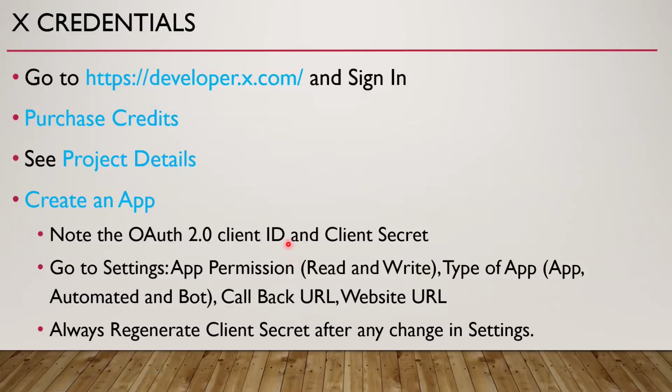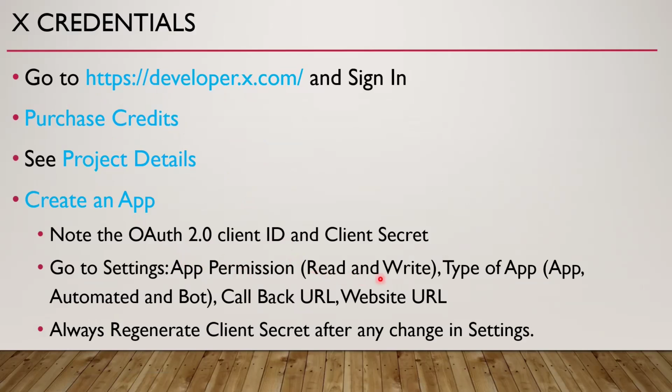access token. For Twitter, we need to go to the developer site of x.com and we purchase credits. Then we see the project details and we create an app. From the app, we have the OAuth 2 client ID and client secret, and we need to set the permissions. These permissions we need to have.